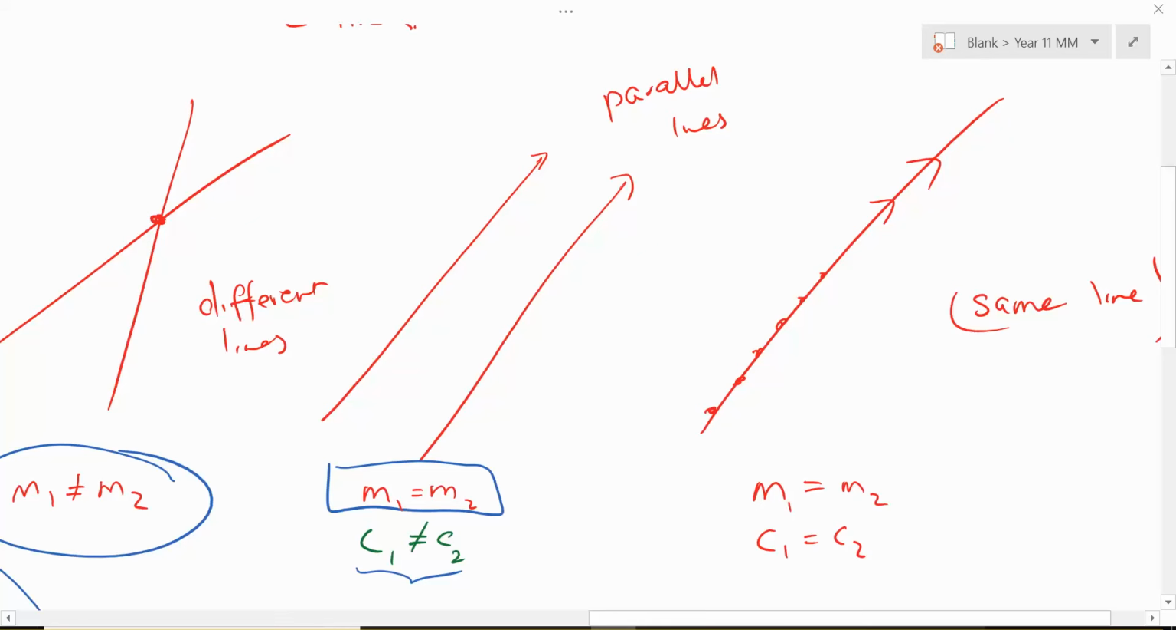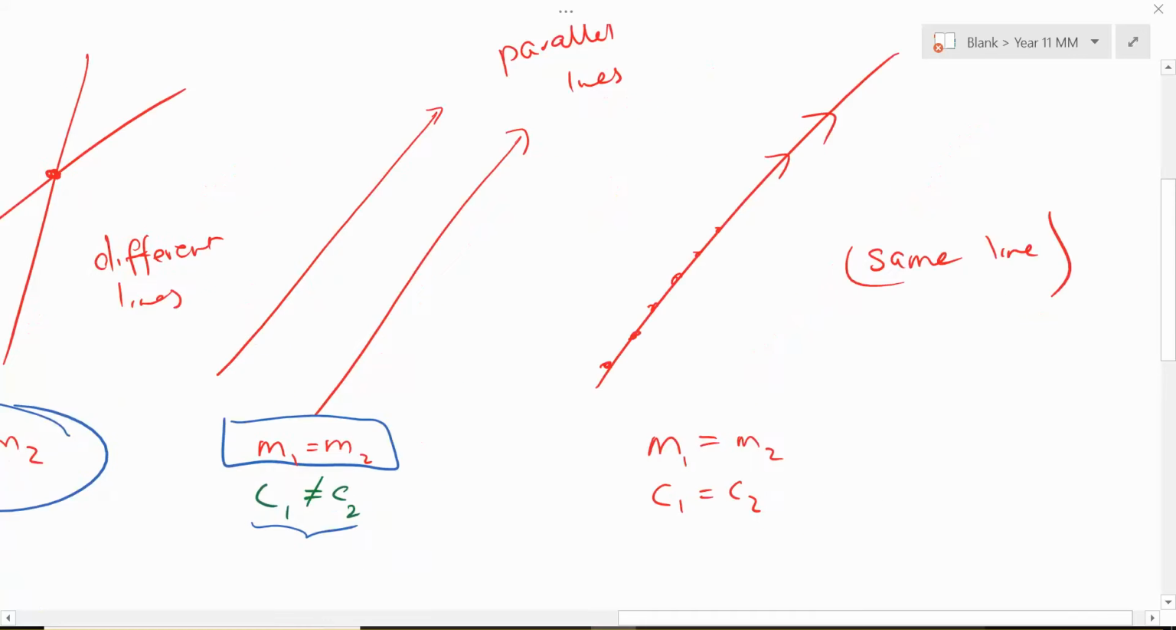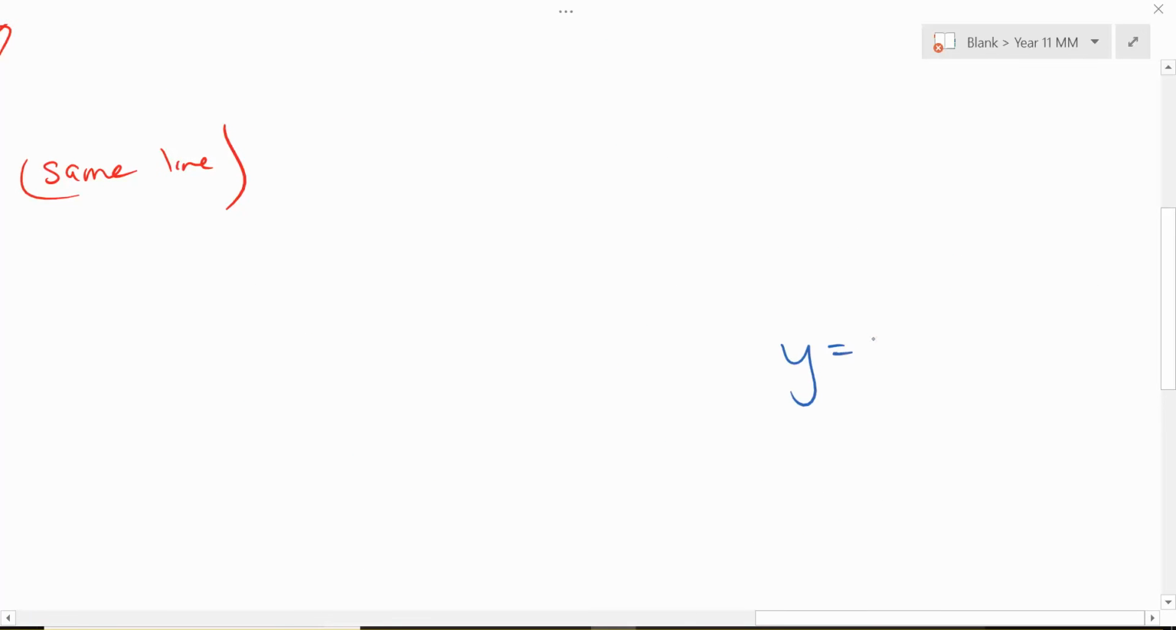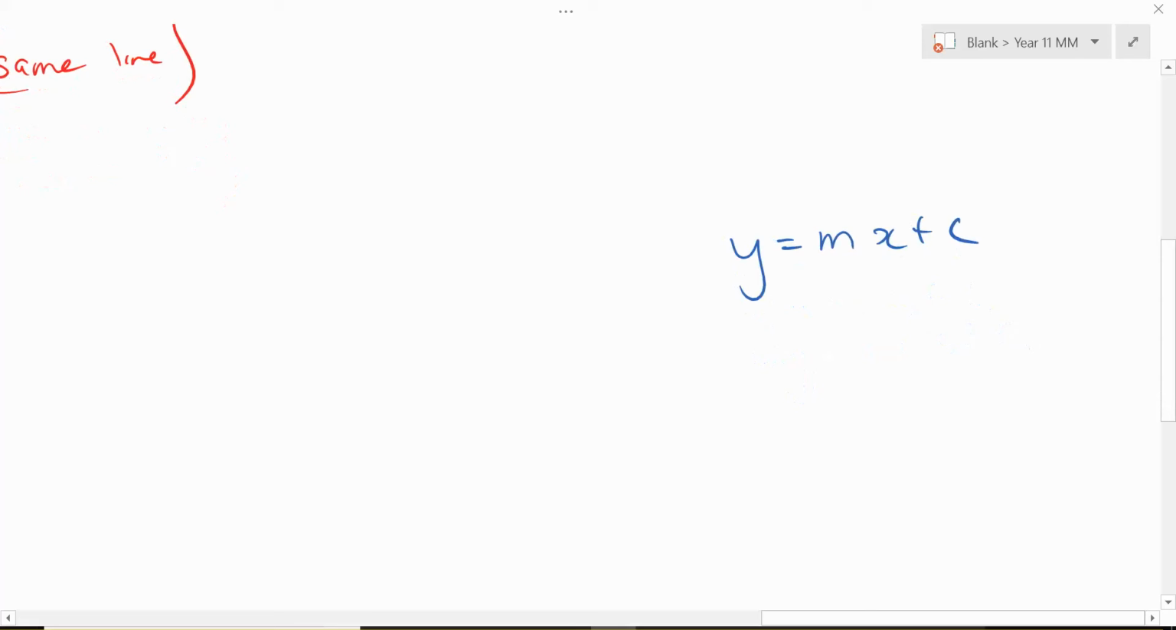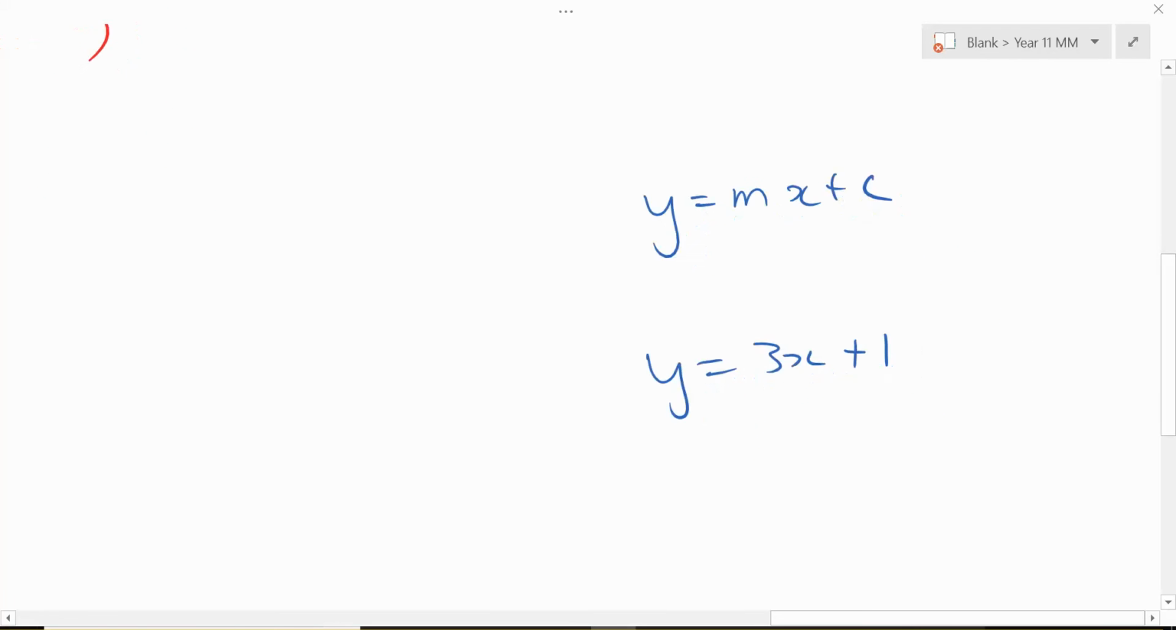Infinite solutions. What's the solution? Infinite solution means it has to be the same line. So if it's the same line, no solution? No. So same line means that they have the same gradient and same intercept. So for example, y equals 3x plus 1. Yeah. And that's all you have to do.